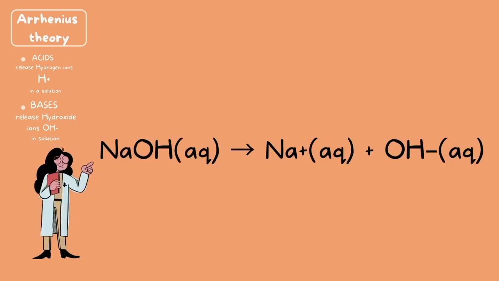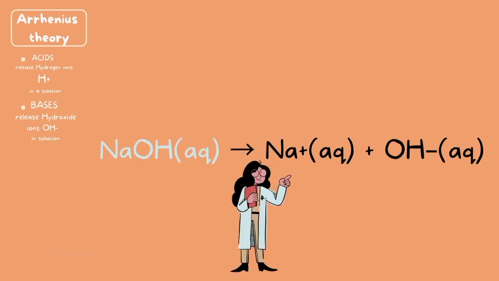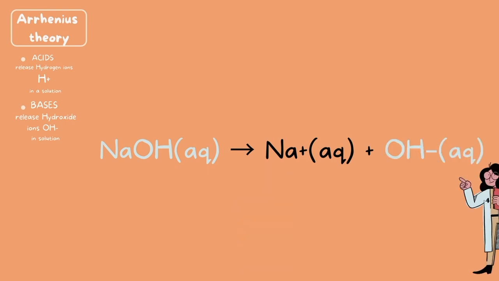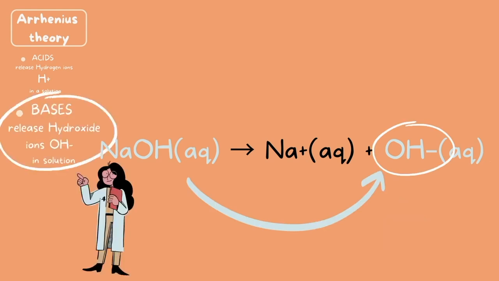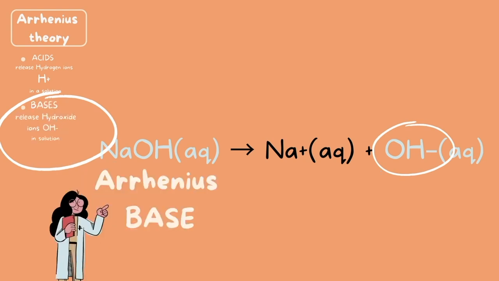Okay, on to our next example. Here we have NaOH, and it's going to dissociate into sodium ions and hydroxide ions. Now, the hydroxide ions in the solution are really what we're interested in, because by definition, bases release hydroxide ions in a solution. So because NaOH released these hydroxide ions in the solution, that makes NaOH the Arrhenius base.